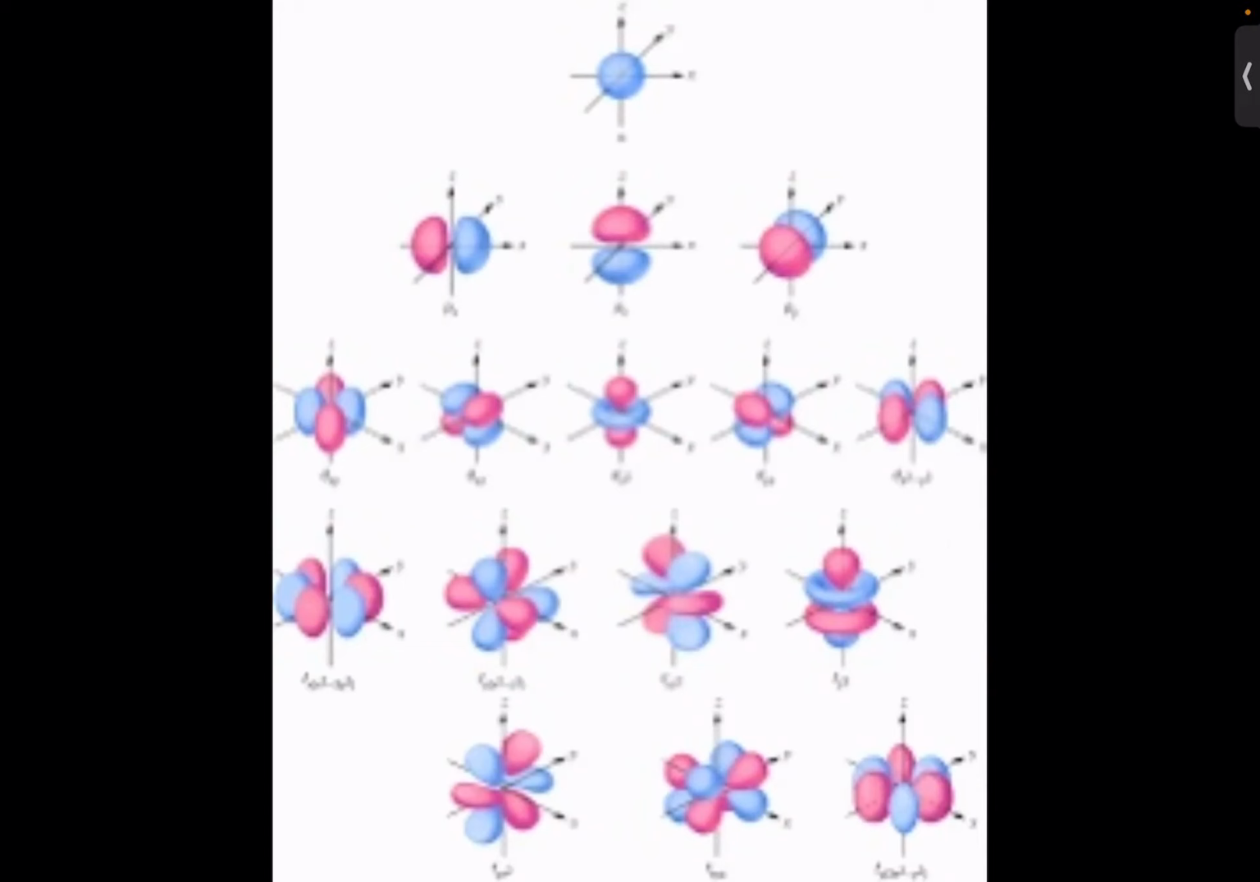The third row is your D subshell. And if you'll recall, when L was equal to 2, we had 5 orbitals. 4 of them are cloverleafs, and then that one is different.